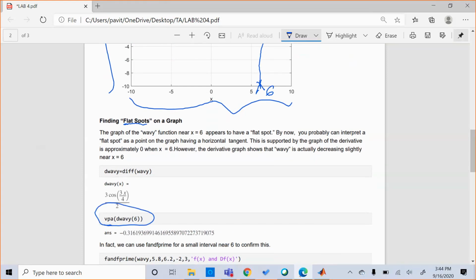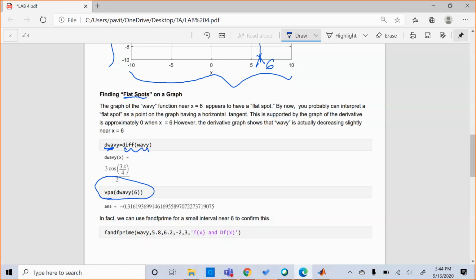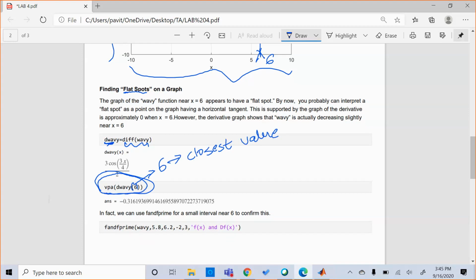Let's do that. So you have a function. You're taking the derivative of that function and you're solving that function to the value 6. Why? Because I know it is very close to 6. So I take it as 6 because 6 is the closest value for the actual point. Now, how do you confirm it is 6?